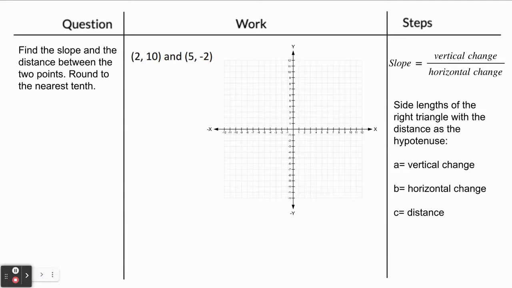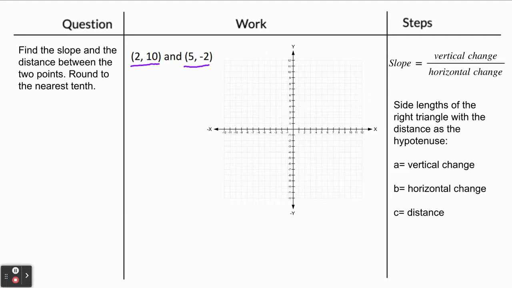Here we're asked to find the slope and the distance between the 2 points, and we're only given the points themselves. And if we need to, we can round to the nearest tenth on this. So first of all, the slope is going to help us with finding the distance.